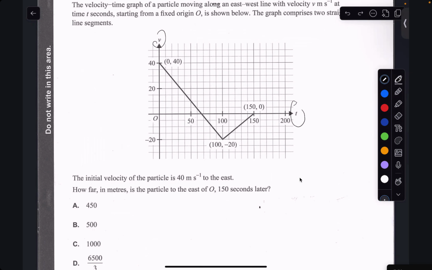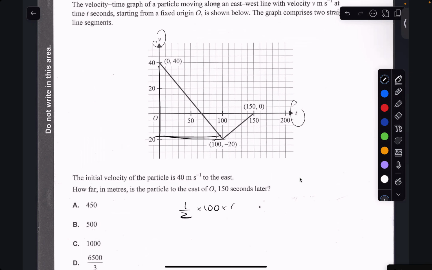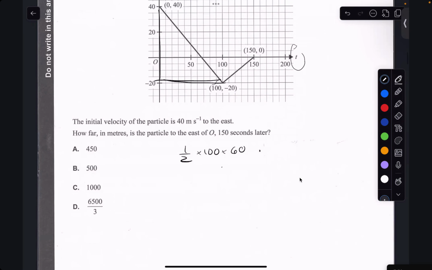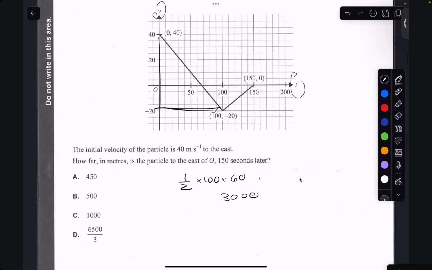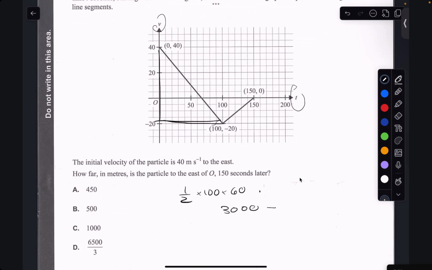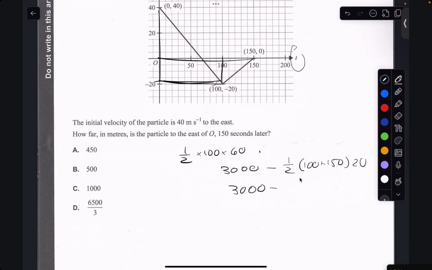Okay, so that big triangle is a half times the base, which is 100, times the height, which is 60. So that's 50 times 60, which is 30,000, minus this trapezium is a half times 100 plus 150 times the height, which is 20. And so that's 30,000 minus a half times 20 is 10, 10 times 250, 2,500, which is 500.